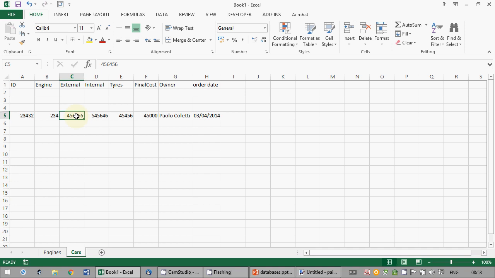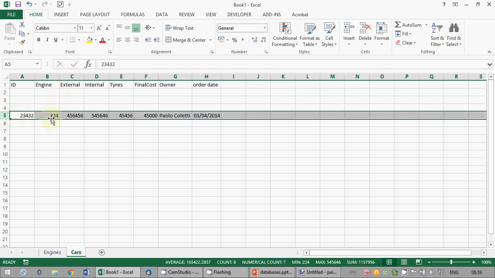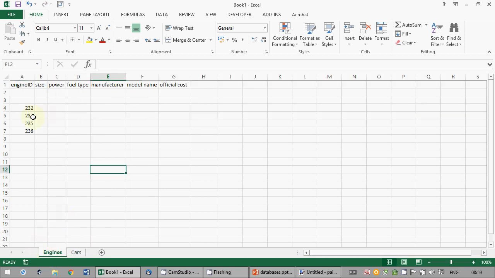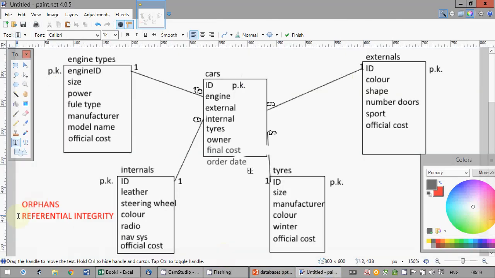What happens? It happens that if for any reason the database must find out how my car was structured, maybe because I go to assistance and they ask, oh, can you please repair my car? My car ID is 23432, and they look and say, oh, engine is 234, let's see. Obviously, this procedure is done automatically by a database program. The database program searches, finds my record, finds my engine type, which is 234, goes to the engine table, and 234 doesn't exist. We have created an orphan.